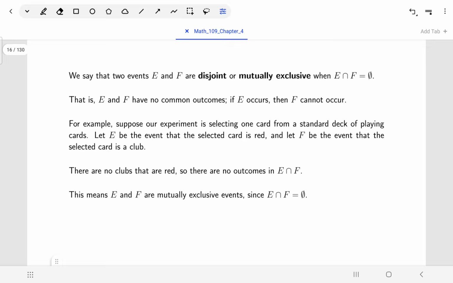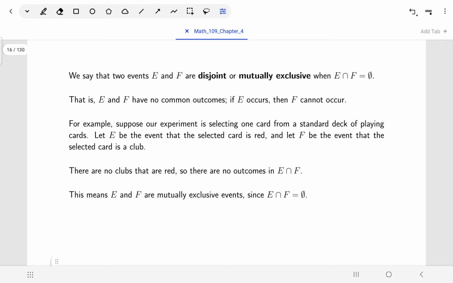In other words, it's impossible for the two things to happen simultaneously. So if you knew that E intersect F was the empty set, and if I told you E was happening, then you know F certainly would not be happening. Or if you knew that F was happening, then you would know that there's no way that E could be happening.